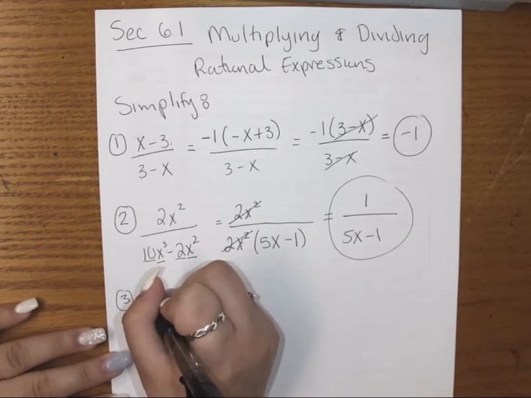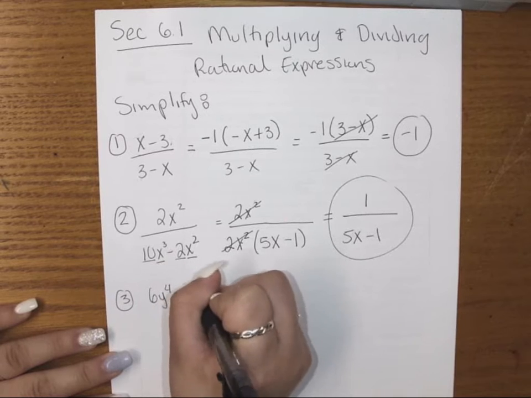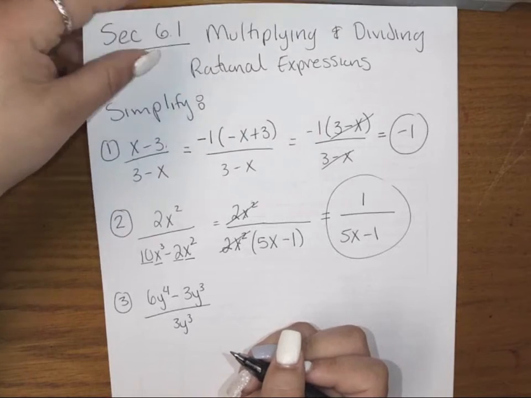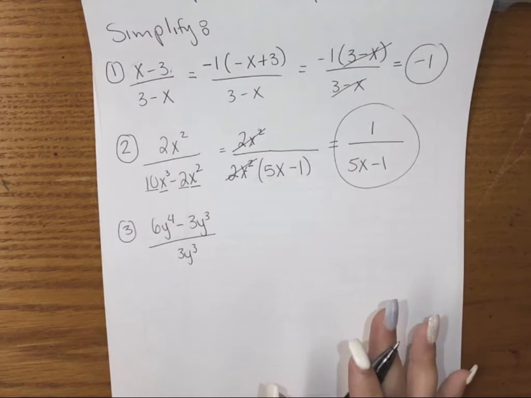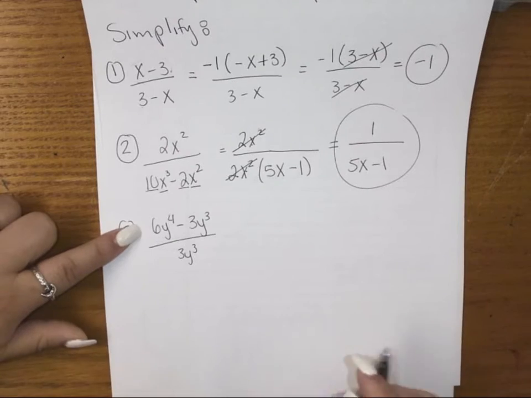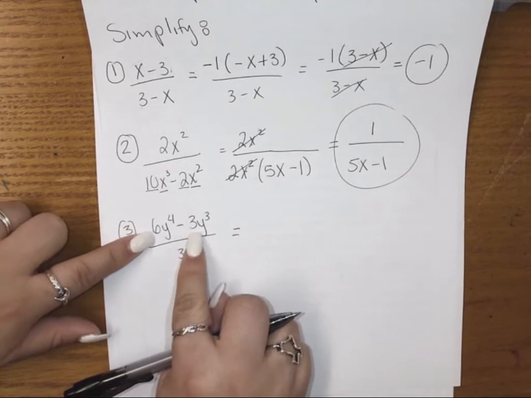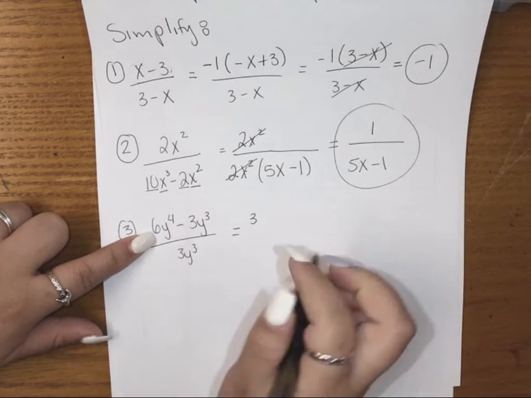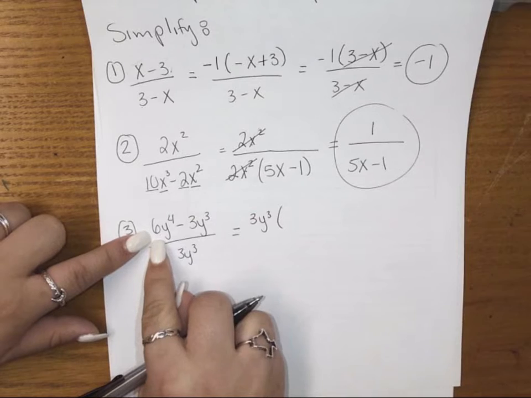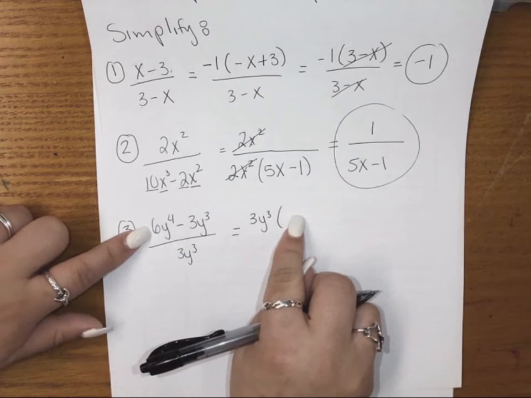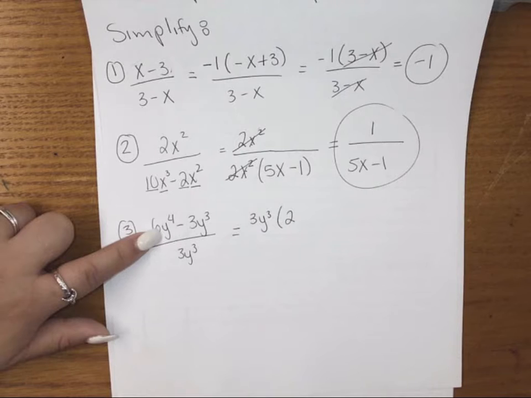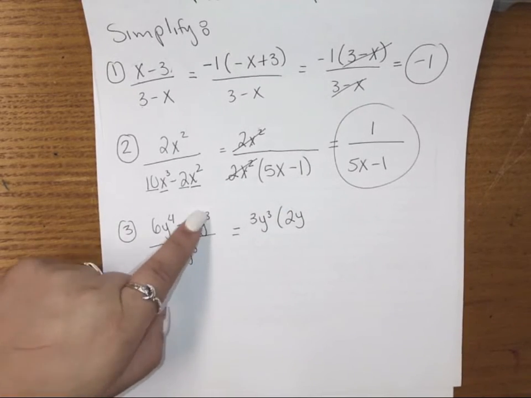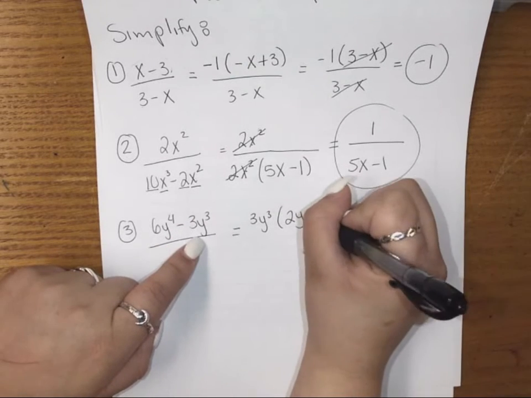Let's look at (6y⁴ − 3y³) over 3y³. Before you can simplify rational expressions, you have to completely factor the top and bottom. So if I look at the top, the greatest common factor between 6 and 3 is 3. The greatest common factor between y⁴ and y³ is going to be y³. So when I take out a 3, 3 times 2 gives us back 6. We took out 3 y's, so we're only left with one of them. If everything factors out, we have to replace it with a 1.